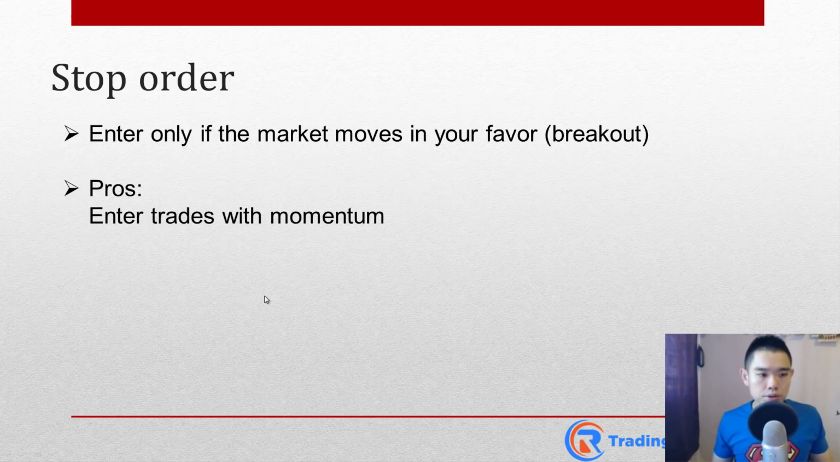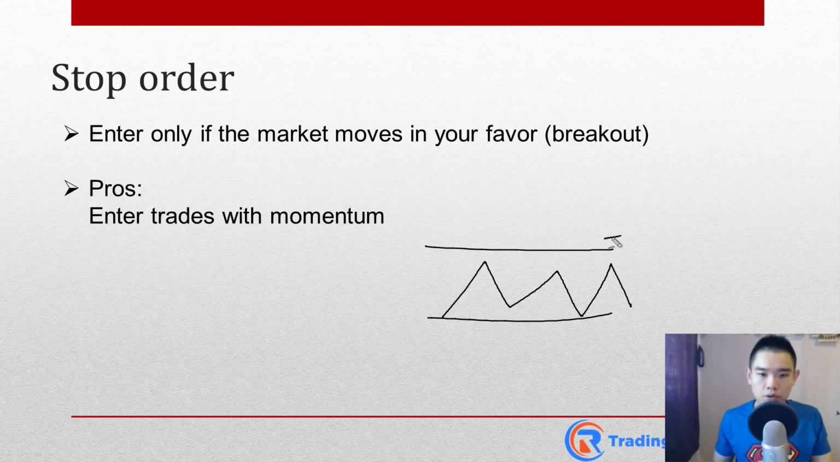So the pro is that when you are using a stop order, a buy stop order, for example, you are entering your trades with momentum. So you can see that this is actually the opposite of the limit order. So when you buy a breakout, let's say you have a buy order over here, you're buying as momentum is in your favor.